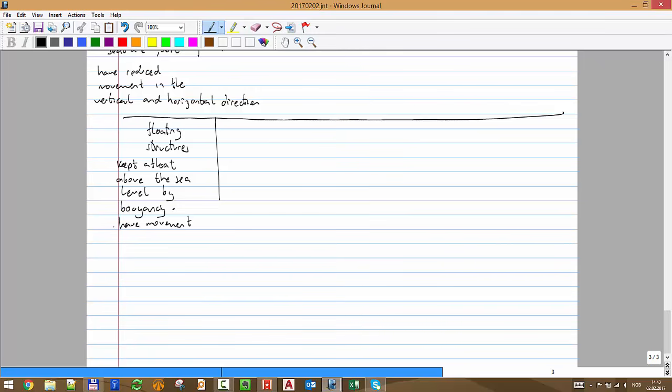Now this one, they have movement in the vertical and horizontal direction. Okay, and the buoyancy is controlled with the ballast tank.